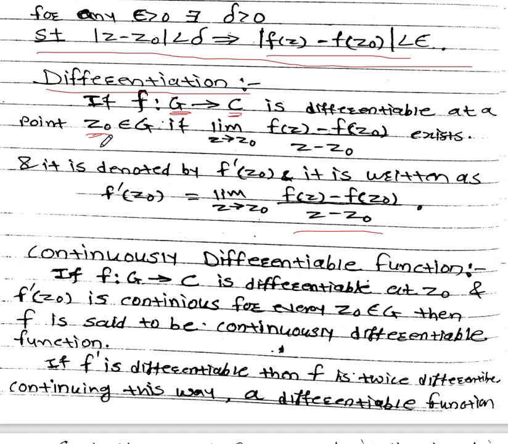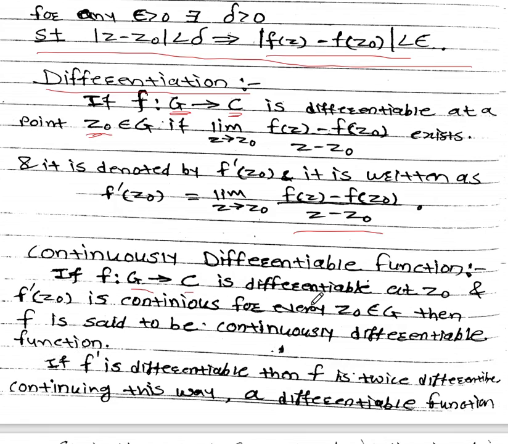Now we will see when we say that the given function is a continuously differentiable function. Let us suppose that f is any function in a region G in the complex plane C. So f from G to C is a differentiable function at z0, where z0 is any point, and f dash of z0 is continuous for every z0 belonging to G. Then f is said to be a continuously differentiable function.